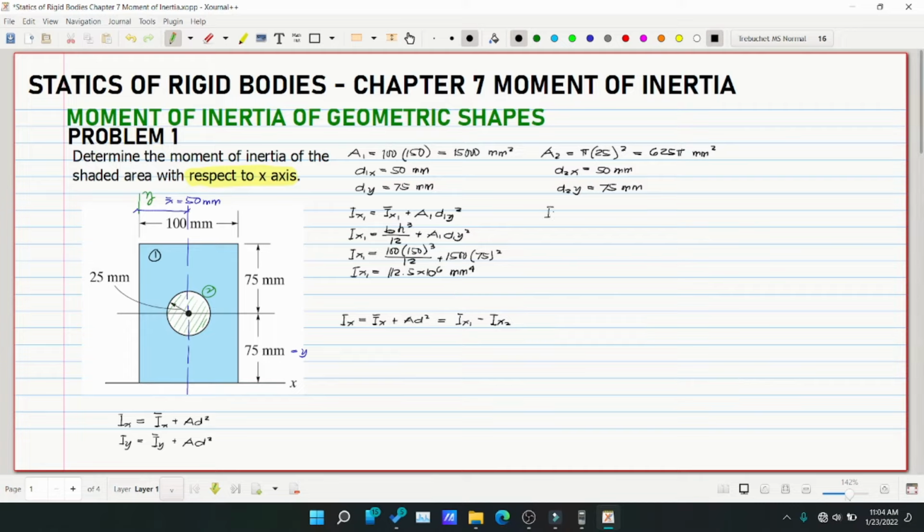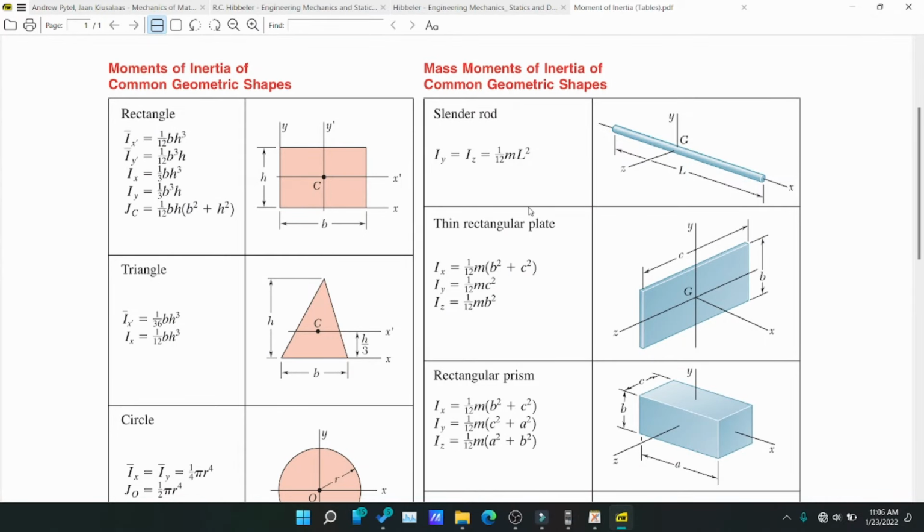Next, yun namang ating Ix2. Ang ating Ix2 is equivalent to Ix2 bar plus area 2 multiplied by d2y squared. So, this is circle. Ano ba ang Ix bar ng circle? Check natin sa table. Meron akong na-search na table para sa moment of inertia. Ito yung moment of inertia of common geometric shapes. Ito naman mass moment of inertia, so hindi pa tayo dito. Dito muna tayo sa geometric shapes lang.